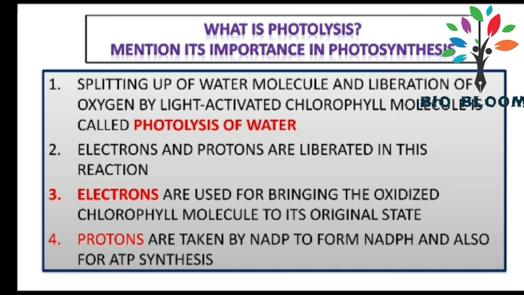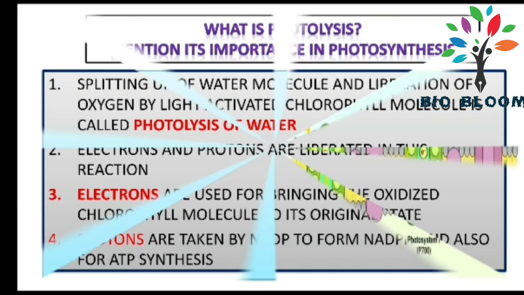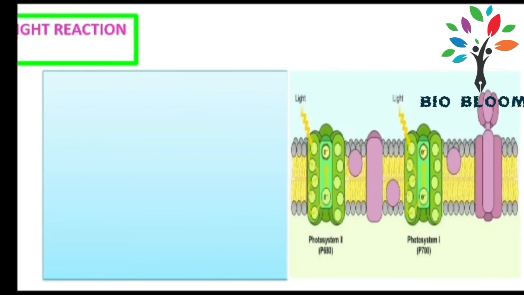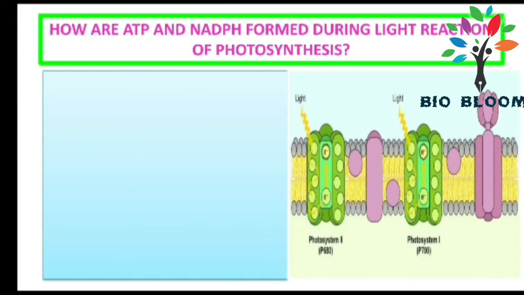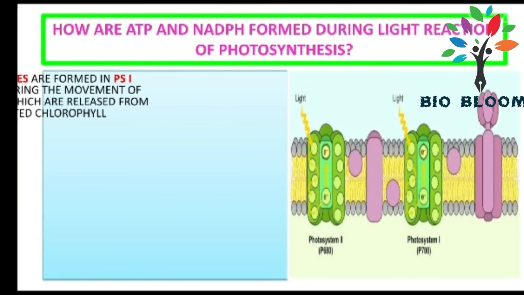The final conclusion is, in light reaction, whatever processes are going on, the final end products that are useful for dark reaction are ATP and NADPH. The second question, a picture is given here: how are ATP and NADPH formed during light reaction of photosynthesis? See here, I gave a question format because at the end of these lessons you have to remember at least two or three questions, so that it is useful from the examination point of view.